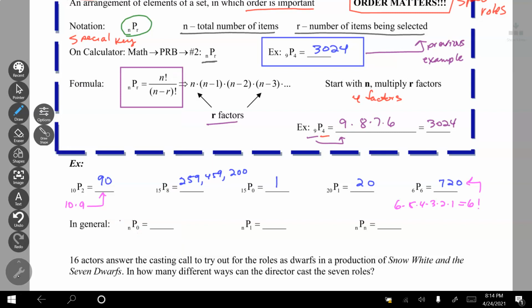nP0, n items and select none of them. There's only one way to do that. nP1, n items and select only one of them. There's n different ways to do that. And nPn would be n factorial, whatever n was.